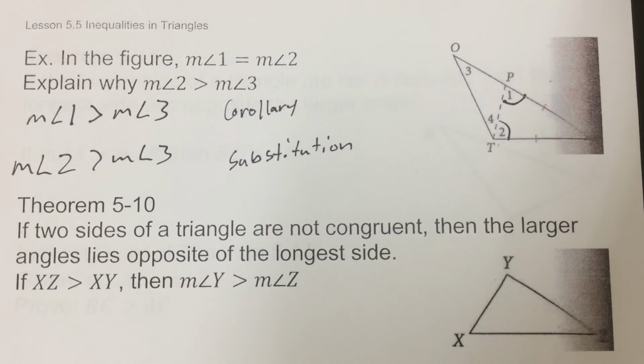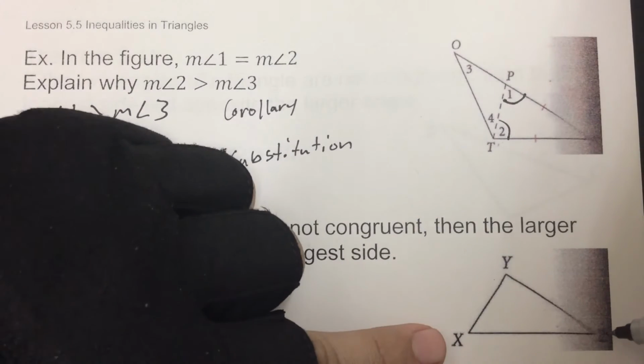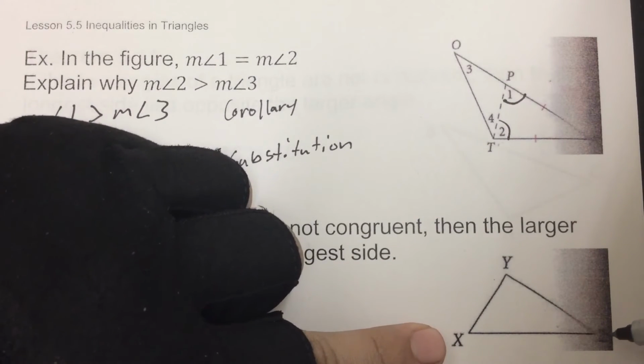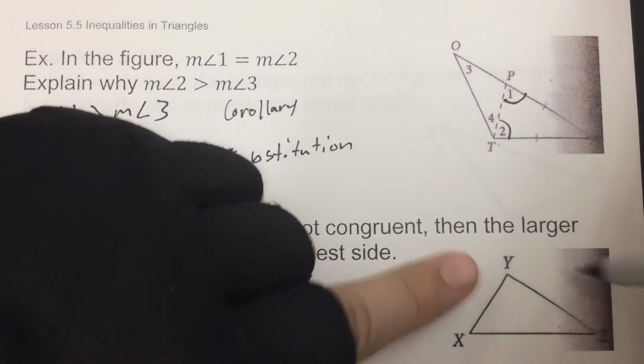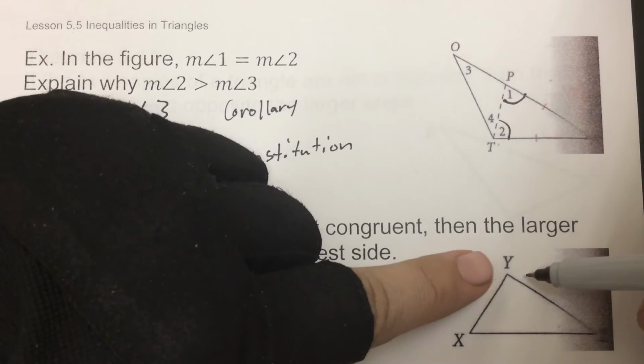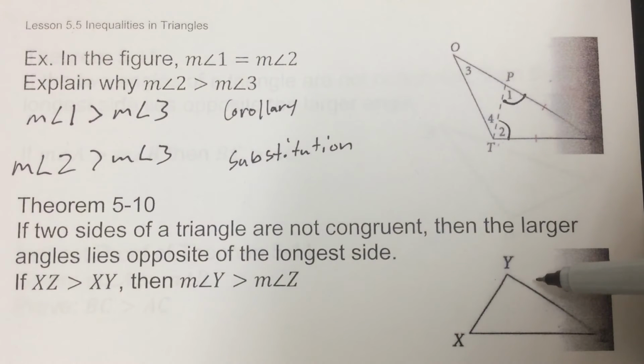Next, theorem 5-10. If two sides of a triangle are not congruent, then the larger angle will lie opposite of the largest side. So what this is saying is if XZ here is the largest side, Y then would have to be the largest angle. So the largest side is always opposite the largest angle. Medium side opposite the medium angle, small side opposite the smallest angle. That's how that's going to work.